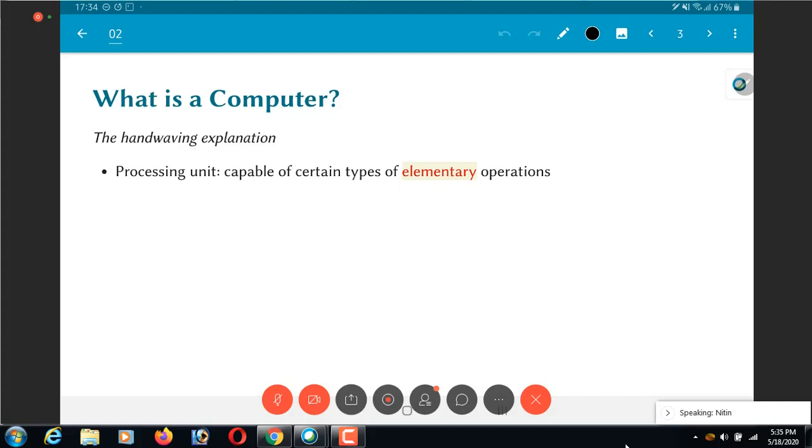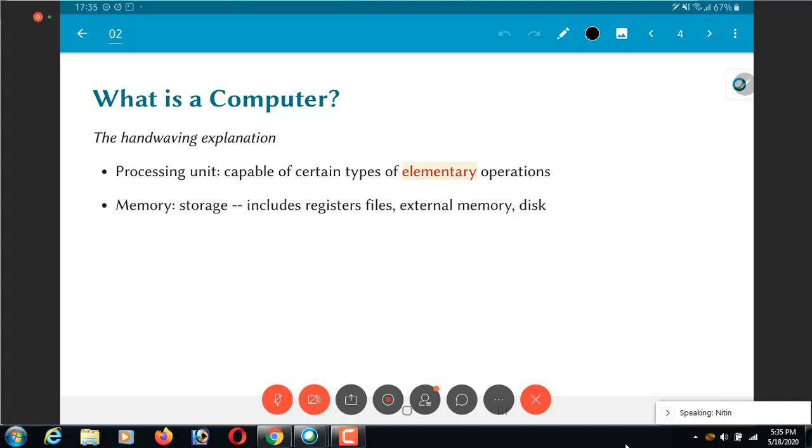But on the other hand, from the point of view of complexity theory, we are not restricted to that. We could also choose to take significantly more complicated operations and treat them as elementary. The main point over here is that the amount of time required to execute an elementary operation should not depend on the type of input or the kind of input or the size of the input that we are dealing with. That will become a bit more clear as we go further.